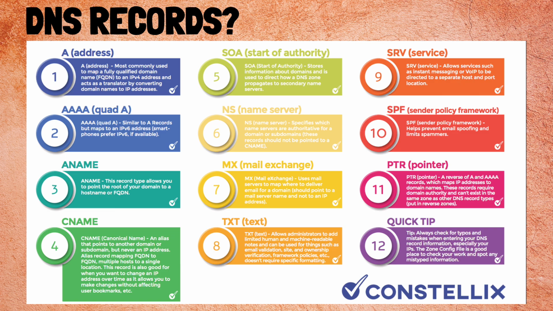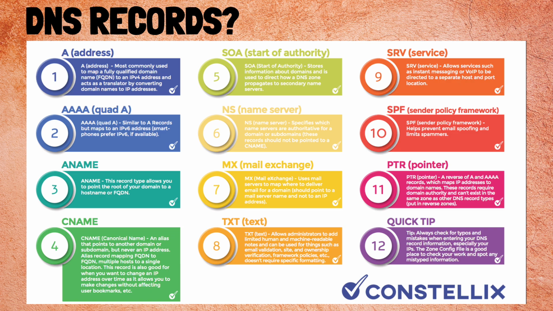And if we talk about quad A, it is similar to the first one, but it will map to an IPv6 address. And then there are some other records as well that you can have a look at, but the next one that we will need is the pointer record, which is PTR. The pointer record is the reverse of the A and quad A record.